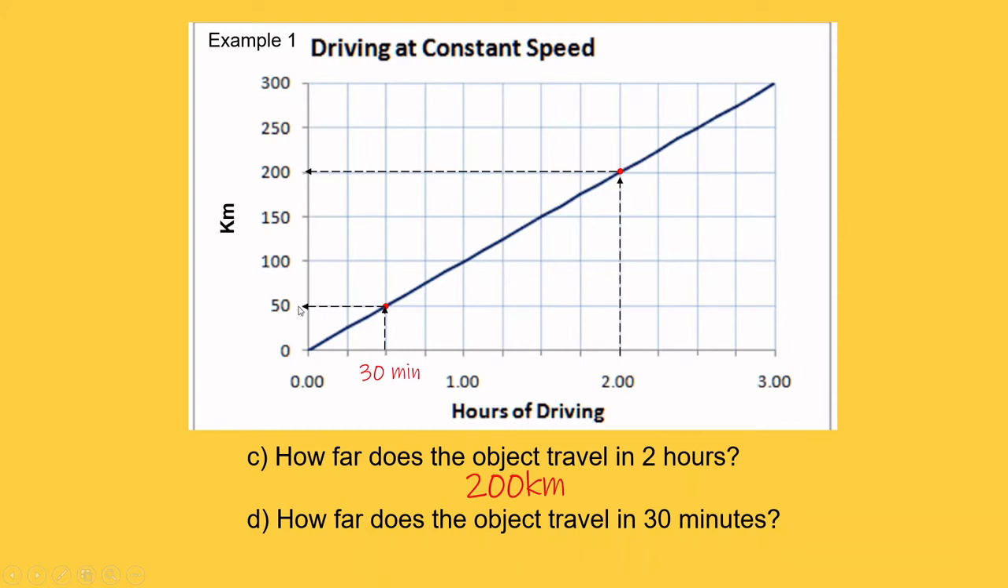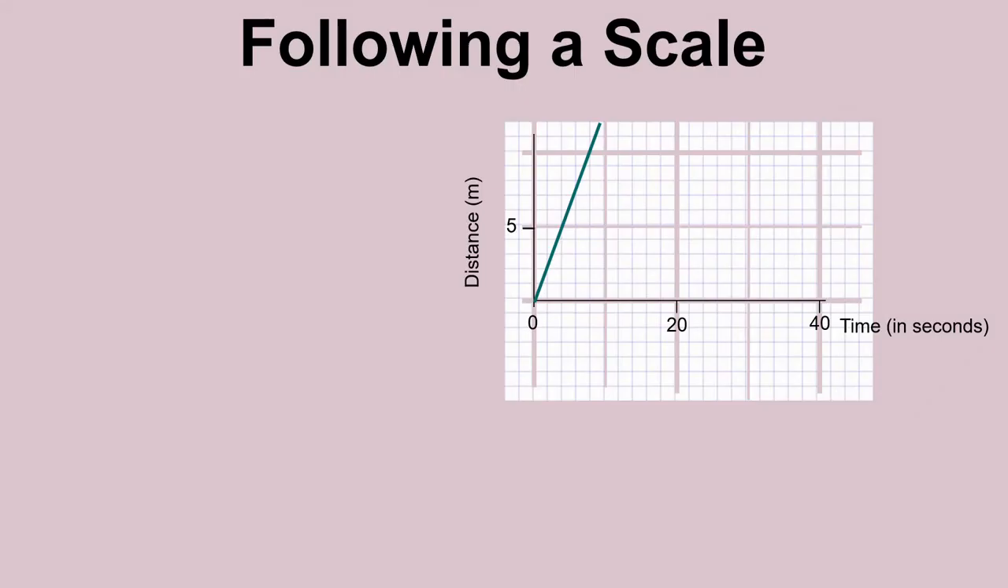Now in 30 minutes, we can see that we can travel 50 kilometers. Some people really struggle with scale when there are some values on a graph that aren't labeled. I've labeled each of the hours, but I haven't labeled the minutes in between. So let's have a look at how we can work out the scale of a graph.